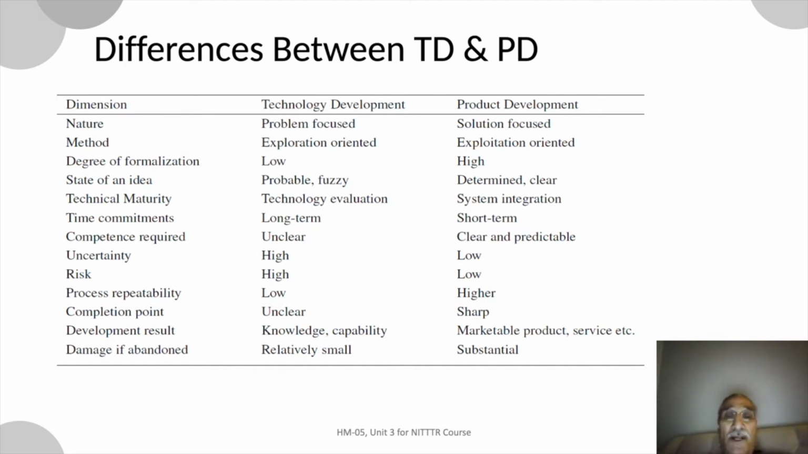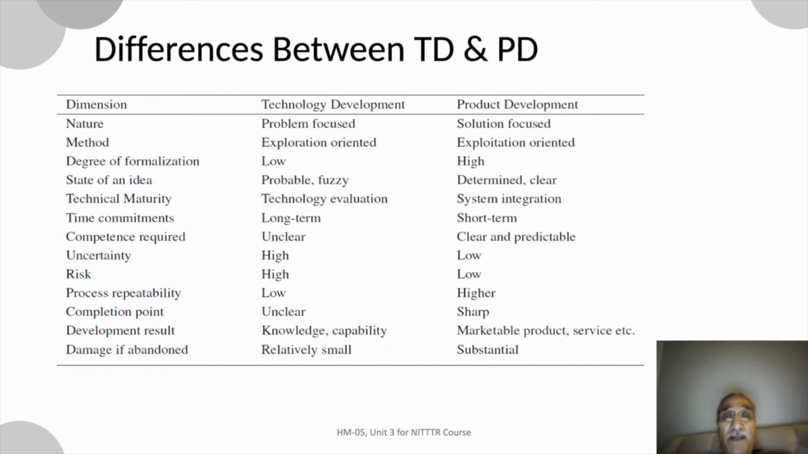Technical maturity requires, for technology development, technology evaluation gates, while in the case of product development, it requires system integration, because you have different components, sub-assemblies, or systems coming from other manufacturers or locally from other streams inside the company, and then they are integrated.